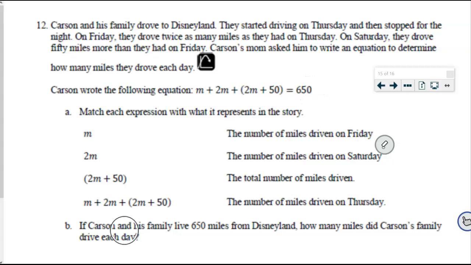Because if you skip down to part B, if Carson and his family live 650 miles from Disneyland, that's where we're getting that. This is a matching. Match each of these small expressions with the part that it represents in the story. Let's reread that story again as we're trying to figure out what M represents. They started driving on Thursday and then stopped for the night. On Friday, they drove twice as many miles as they had on Thursday. Do you think you know what M and what 2M might be, Aiden?